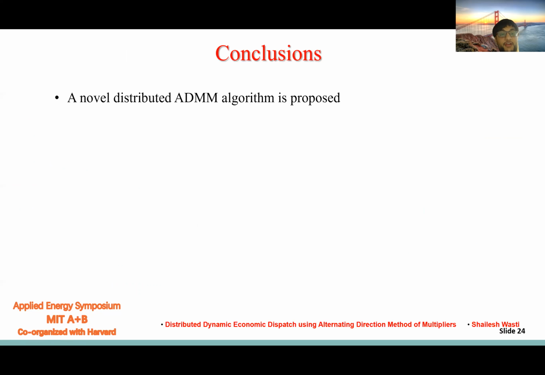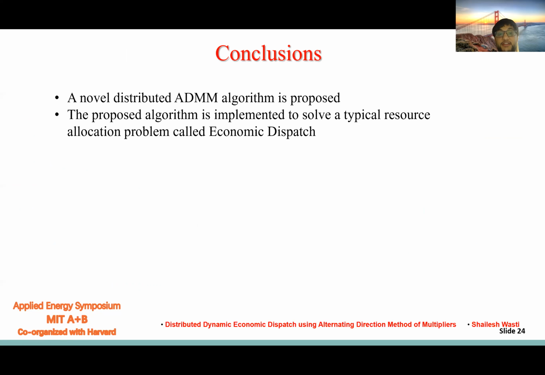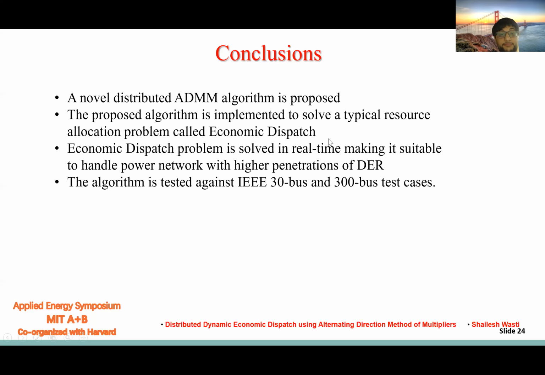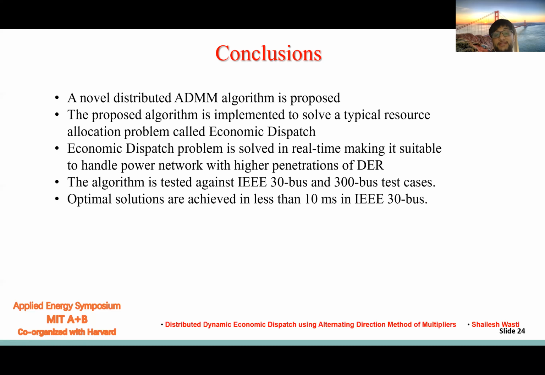Now the conclusion. We proposed a novel distributed ADMM algorithm and applied that to the power system economic dispatch problem. That economic dispatch is a real-time economic dispatch. That's why we call it dynamic. So we tested on 30 bus and 300 bus, and the optimum solutions are achieved in less than 10 seconds for 30 bus.